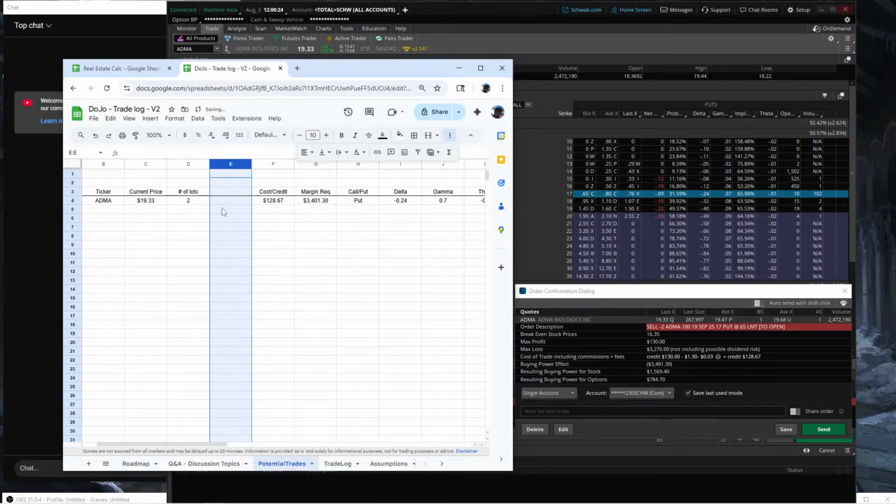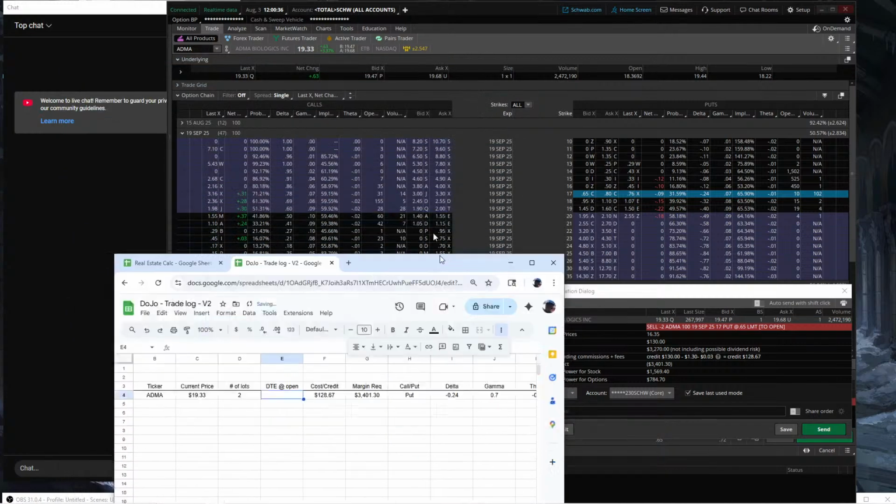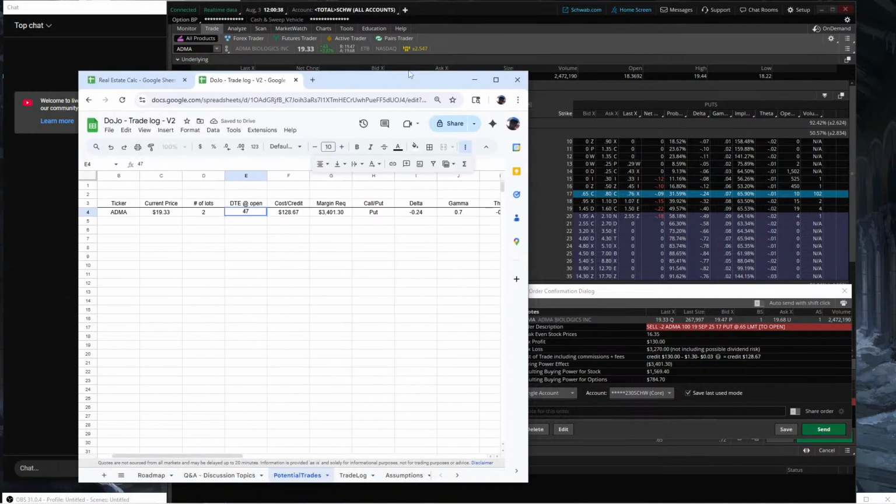Let's do one more to the right here and do DTE. At open, we're looking at 47. So for DTE, our rule here is we want, say, 20 to 45 DTE.